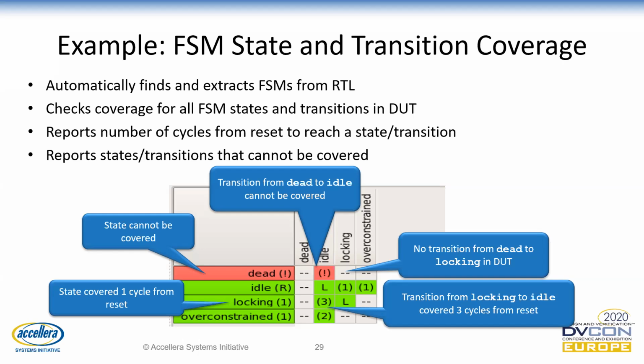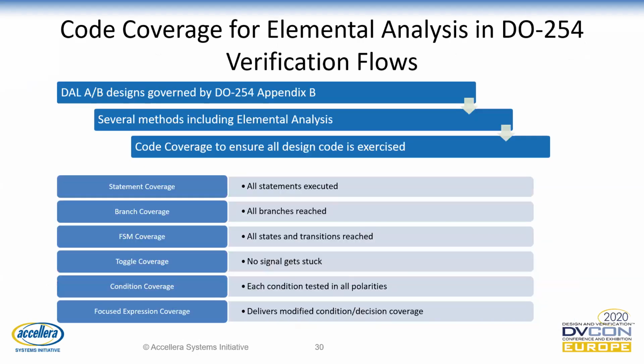But why I'm talking to you about dead code and FSMs is because of code coverage for element analysis in the DO-254 verification flows. This comes from design assurance levels A and B, which are governed by DO-254 Appendix B. It says there are several methods, including element analysis, and one of them is code coverage to ensure all design code is exercised.